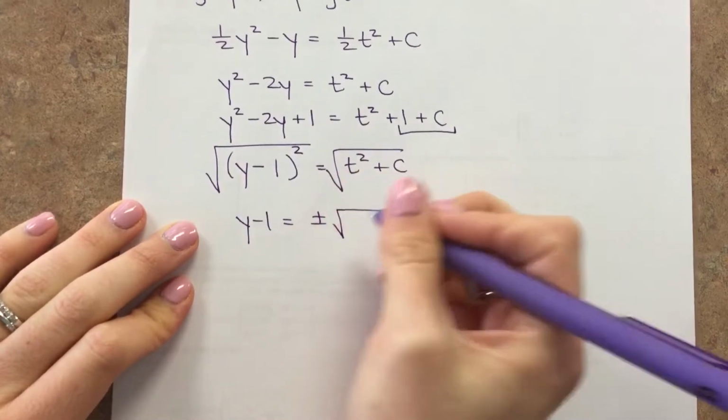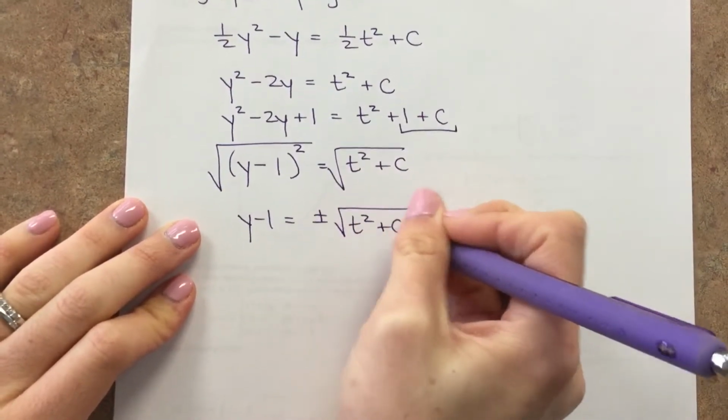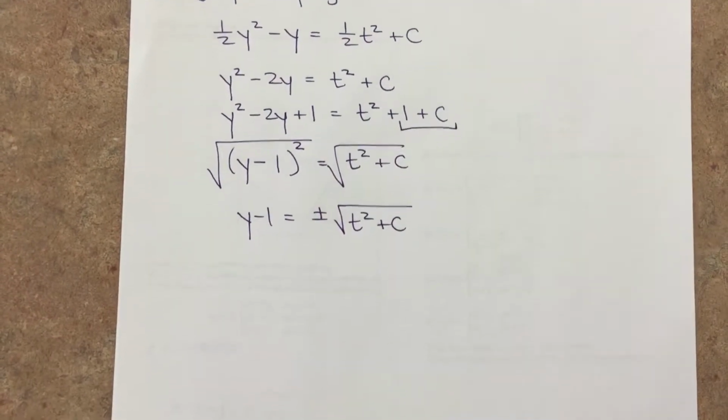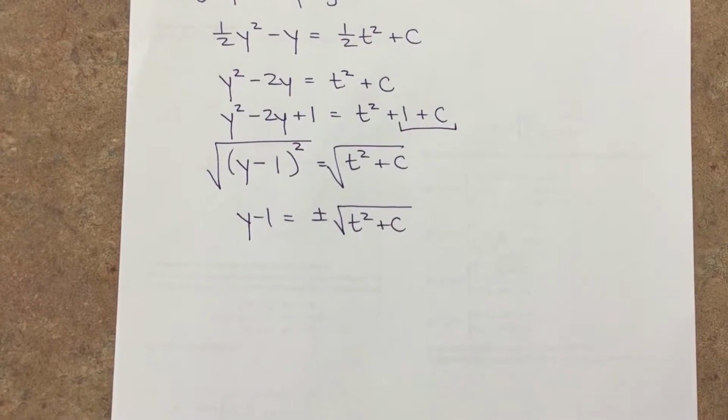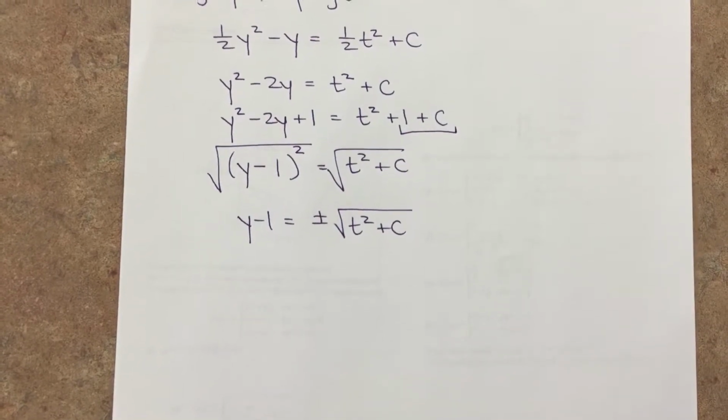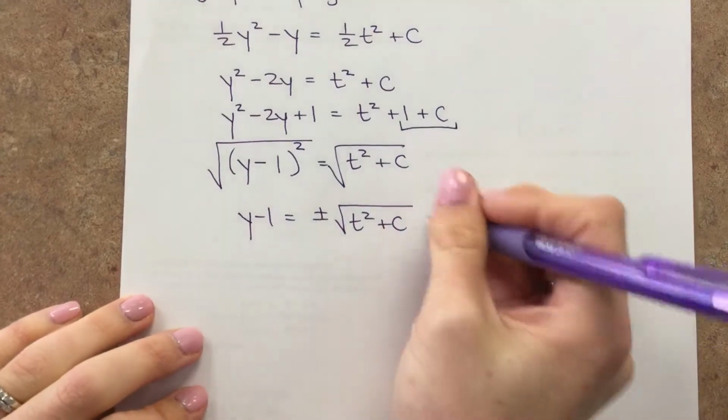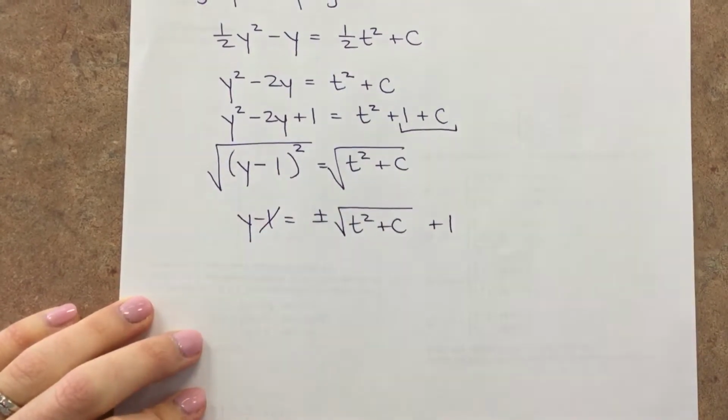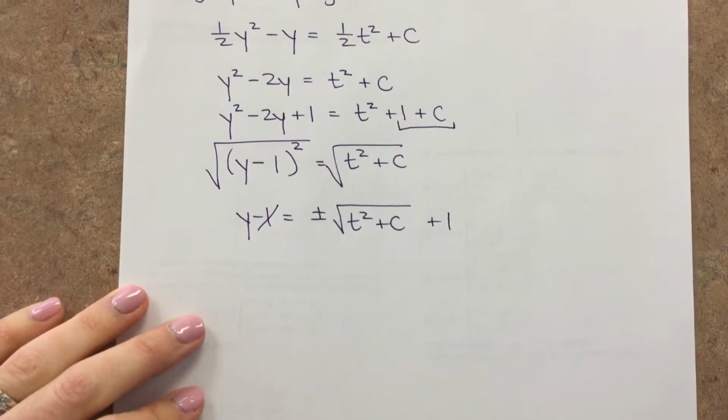So start with a plus or minus. This time the c is affected because square roots do not distribute. It wouldn't be the same as the square root of t squared plus the square root of c, even though it's tempting to want to do that. And then add 1, the 1 would be on the outside when we get the y by itself.